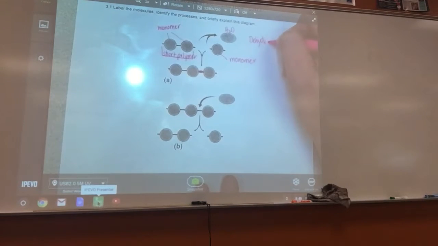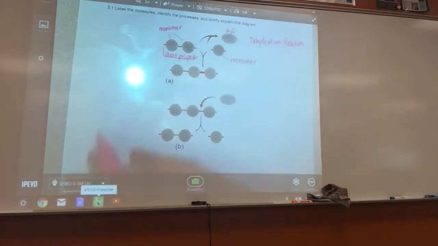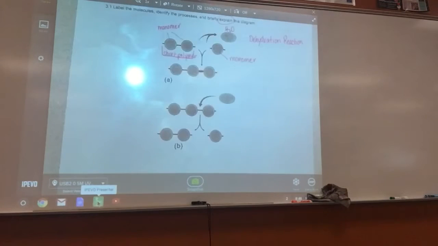Dehydration. But all the things that I'm saying here, like the bond being formed and forming a larger polymer, that would be part of explaining the diagram. I'm just not going to write it all out here. I'm just verbally talking about it here.